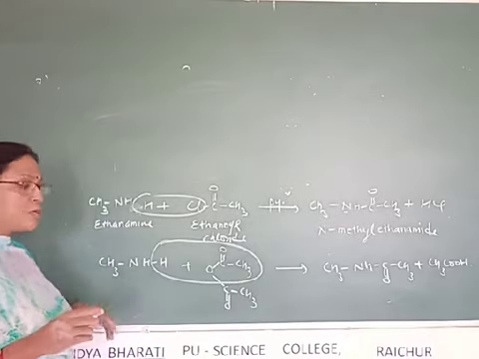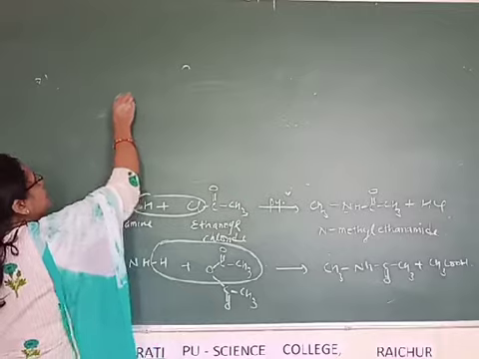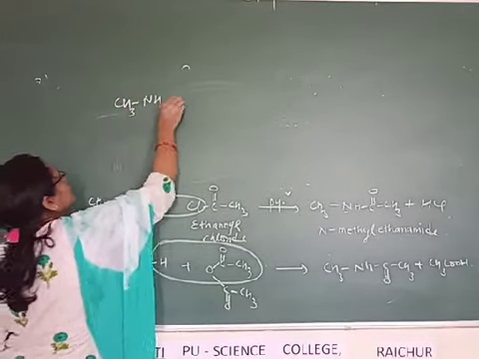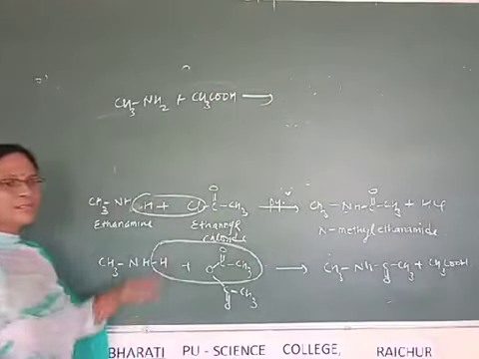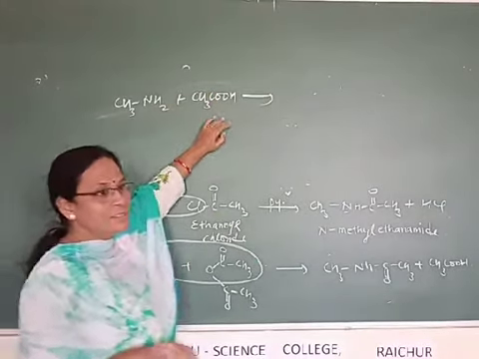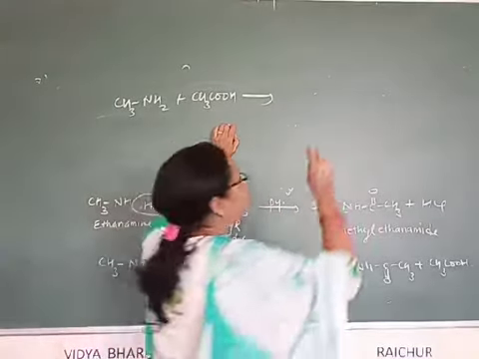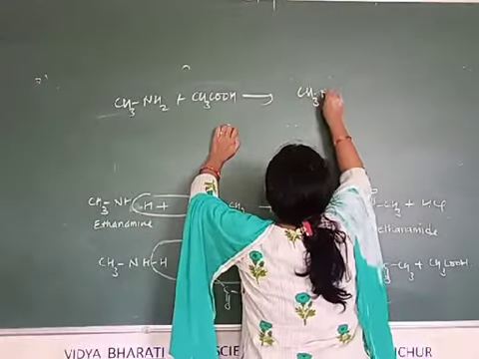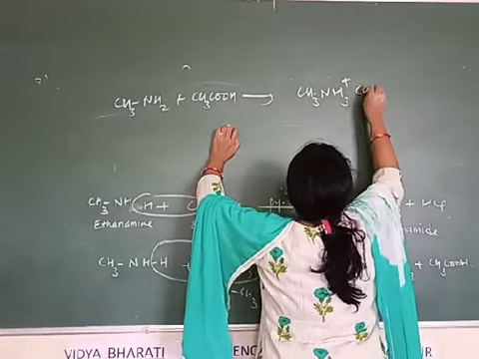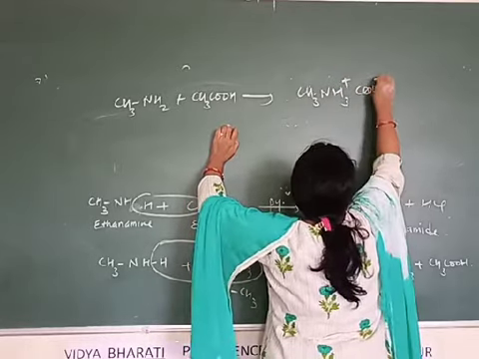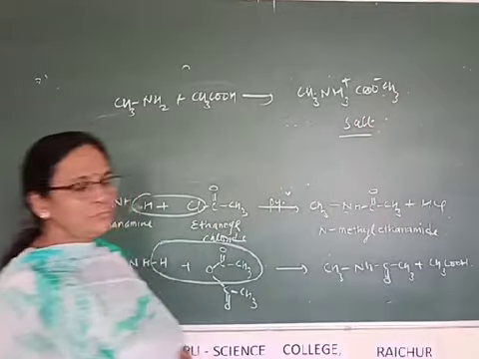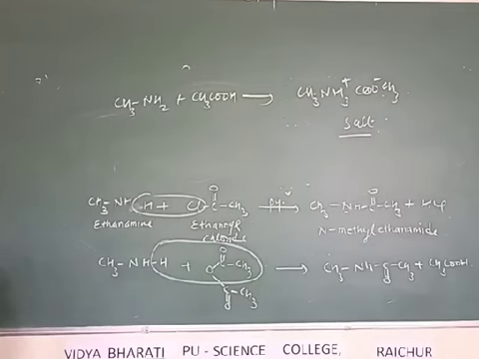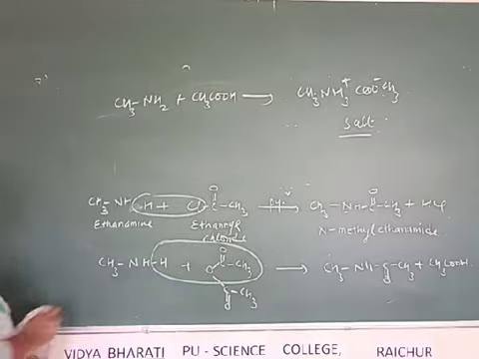But if you take, instead of this acid derivative, carboxylic acid, can you tell me what will happen? This is a base, this is an acid. So salt formation will take place. You will get CH3NH3+ CH3COO- salt. Okay. Let us come to the next one.